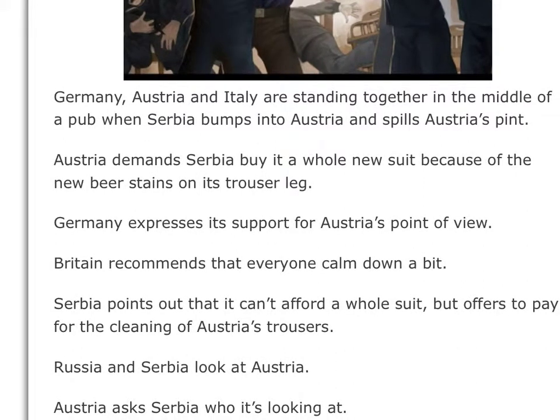Germany, Austria and Italy are standing together in the middle of a pub when Serbia bumps into Austria and spills Austria's pint. Austria demands Serbia buy it a whole new suit because of the new beer stains on its trouser leg. Germany expresses its support for Austria's point of view. Britain recommends that everyone just calm down a bit. Serbia points out that it can't afford a whole new suit but offers to pay for the cleaning of Austria's trousers. Russia and Serbia look at Austria.